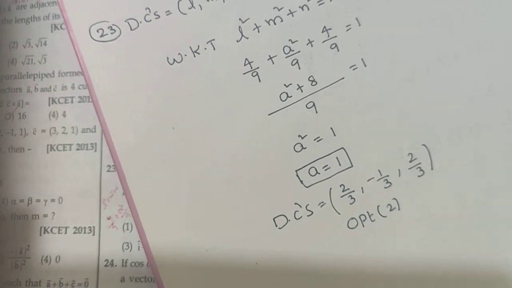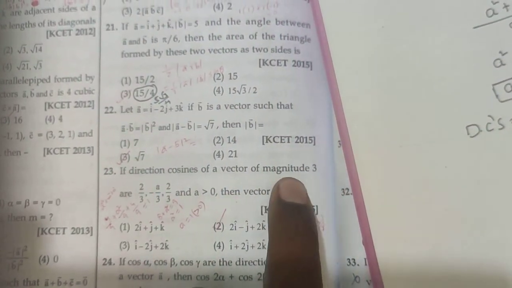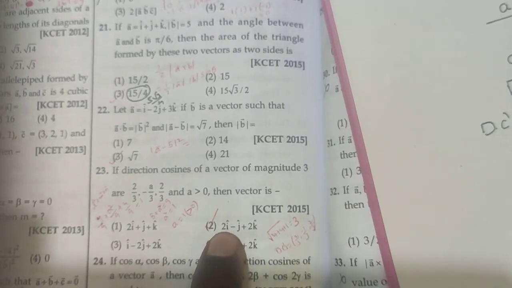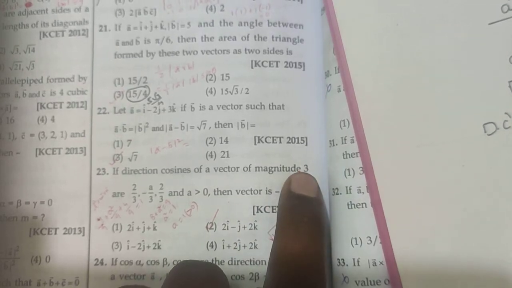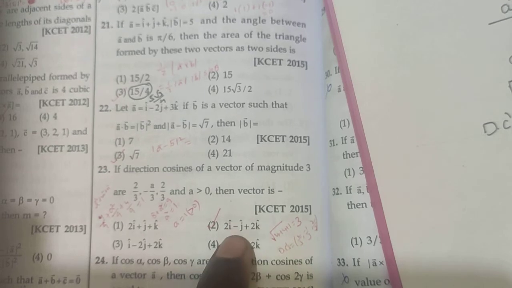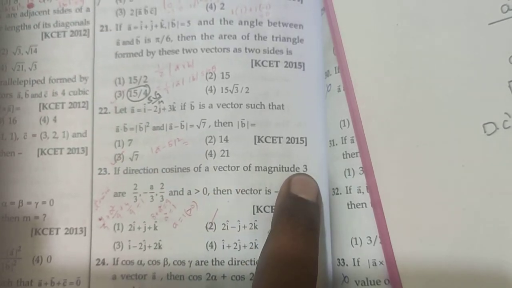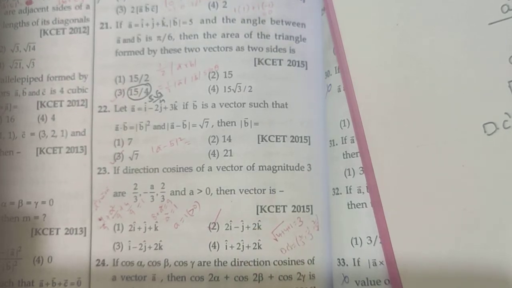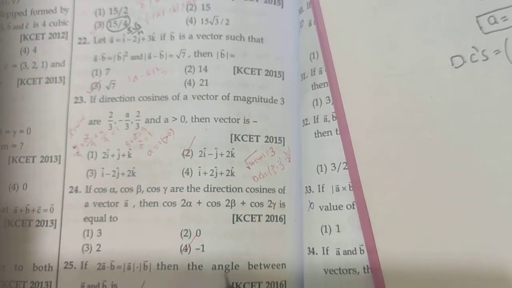If you want to check it is right or wrong, in question they given one more condition. Magnitude will be 3. What is the magnitude of option 2? 2 square plus 1 square plus 2 square, root 9. Root 9 is nothing but 3 is the magnitude. So option 2 satisfying the DC's condition as well as the magnitude condition. Therefore, second option is the correct answer for this question number 23. Next, we will discuss 24th question.